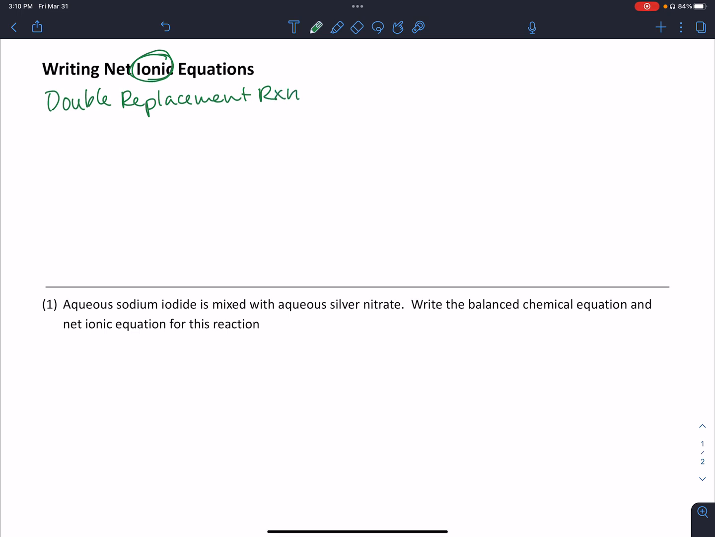And it doesn't have to be a double replacement. That's going to be most of our examples, but you can easily write net ionic equations for other types of reactions that involve ionic compounds or acids. All right, we are going to focus on double replacement, but I don't want you to think that's all you can do.